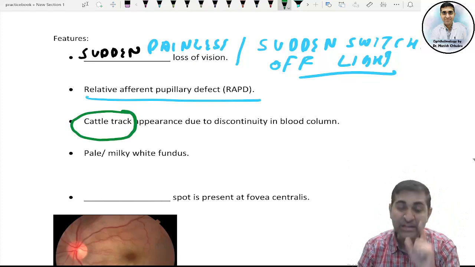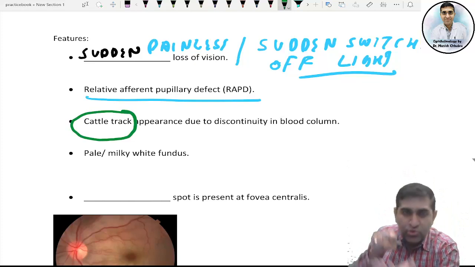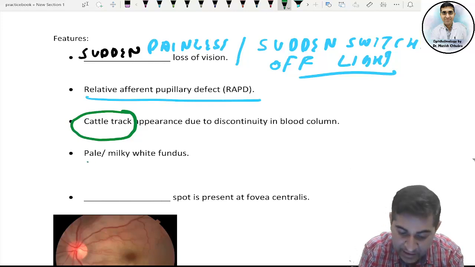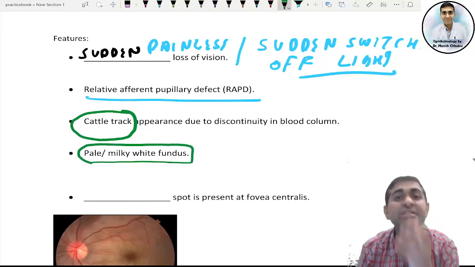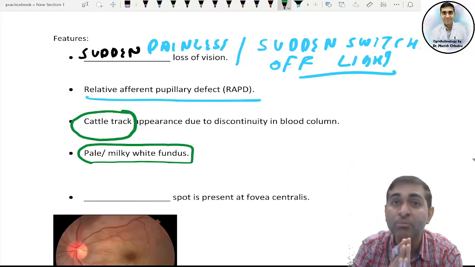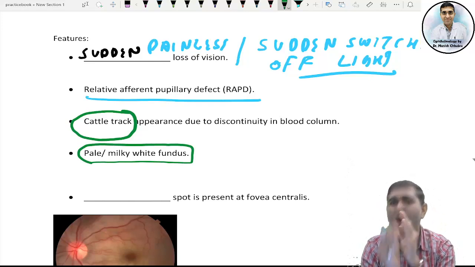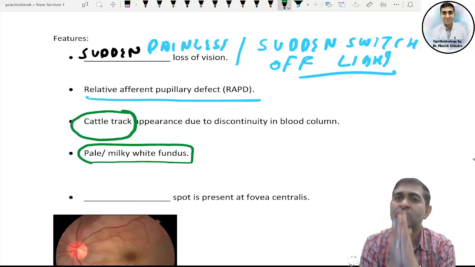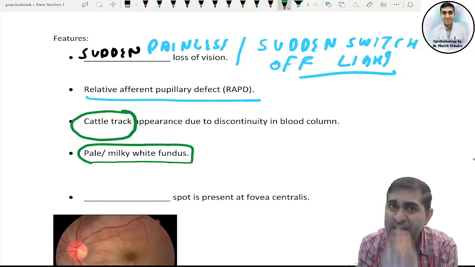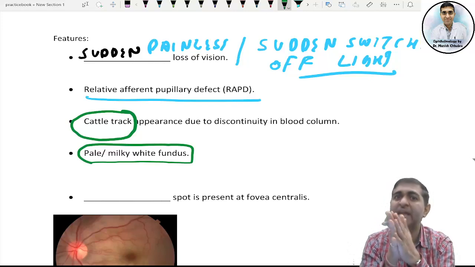Yes, so cattle track appearance is seen, and of course due to obliteration of blood supply, the fundus, fundus means retina, will become pale or milky white. Now normally what happens, fovea has got how many layers, if you could recall? So fovea has got nearly 6 layers. Yes, so fovea is relatively thin.